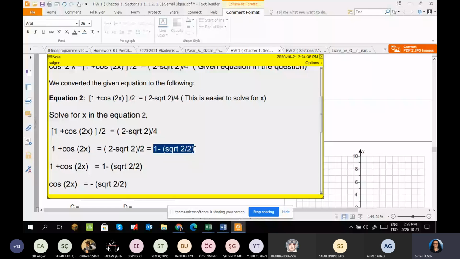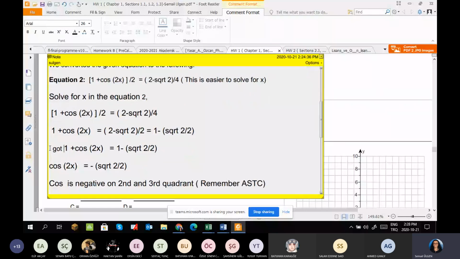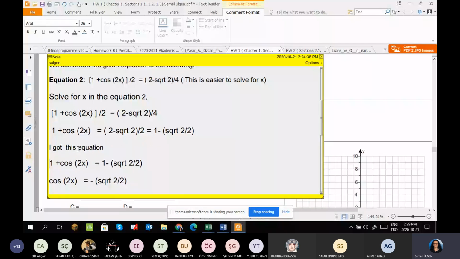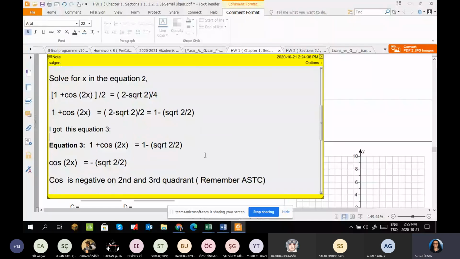Okay, so I got this equation. I'm going to call it equation 3. Now I'm focusing on equation 3. Equation 3 is this. I'm going to just focus on this. The ones are going to cancel. Okay, cancel the ones.